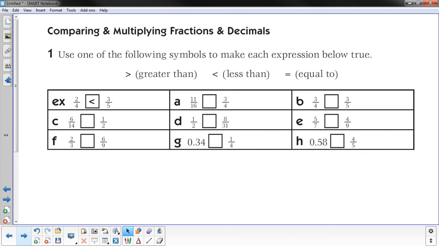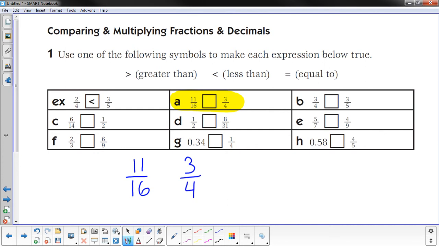Number 1. Use one of the following symbols to make each expression below true. Okay, so we have greater than, less than, and equal to. So I'm going to look at A, which is right here. I have 11/16 and 3/4. Well, what would be easy to do is have the denominators of both fractions be the same. So I have 11/16, and I'm comparing that with 3/4.